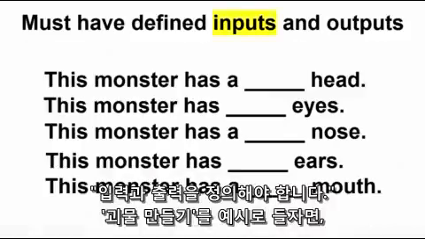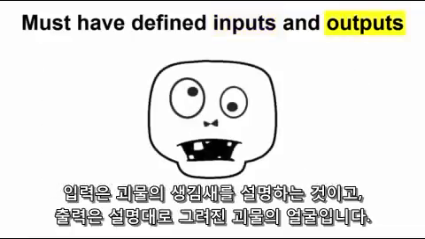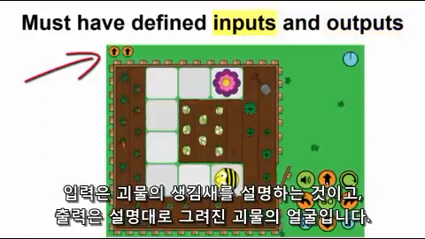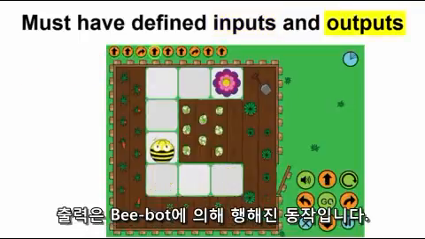The input for the Make a Monster example is one name for each feature. The output of the algorithm is a new monster's face. For Beebot, the input is a series of directional steps using forward, backward, left turn, and right turn. The output is the motion performed by the Beebot.